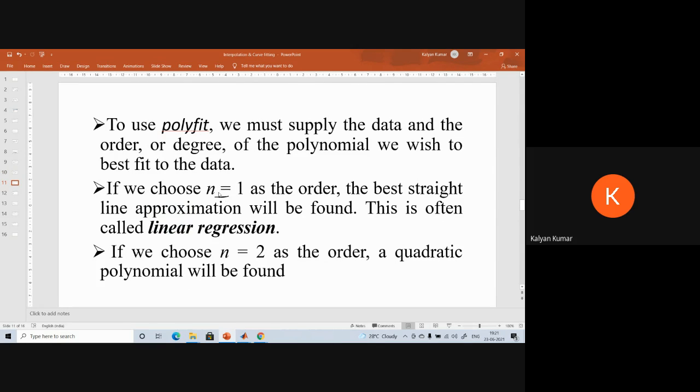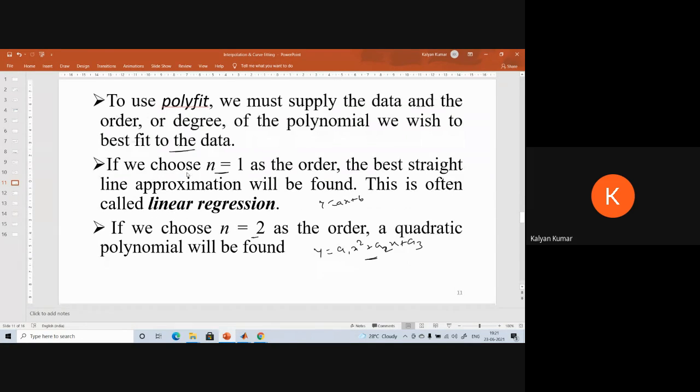Now, if you choose n equal to 1 as the order of the polynomial, then we are going to get a straight line approximation, y equal to ax plus b form. Or if you use n equal to 2, then we are going to get a quadratic polynomial, a1x squared plus a2x plus a3. Suppose n equal to 3, then we are going to get a cubic polynomial, a1x cubed plus a2x squared plus a3x plus a4. Like that we can develop an nth order polynomial to best fit the data that we are having.